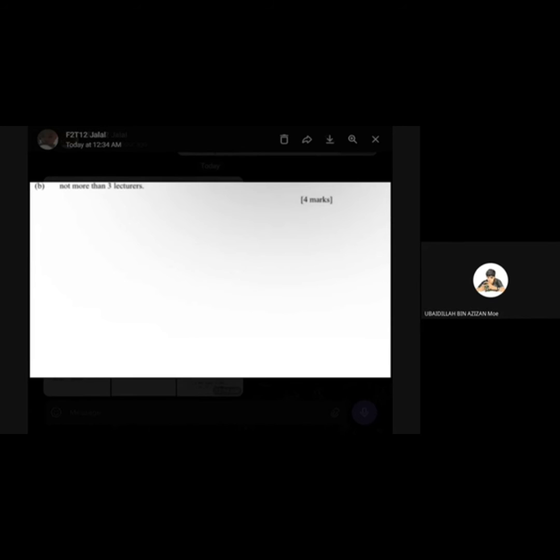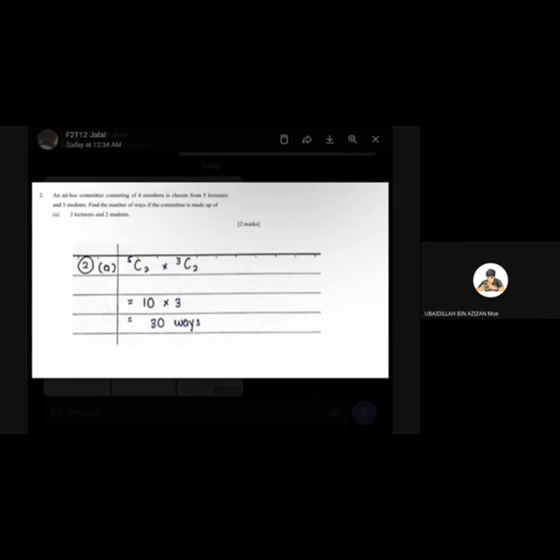May I ask why we use combination in this question? We use combination for this question because the question asks for the number of ways. The keyword is the number of ways. So that's why we use combination.